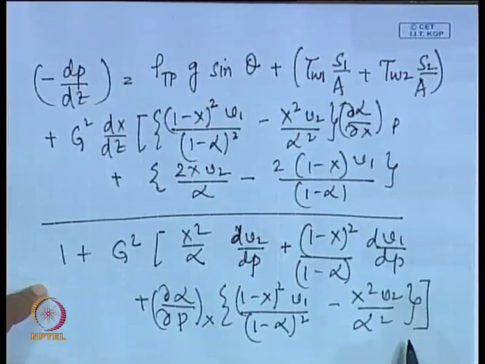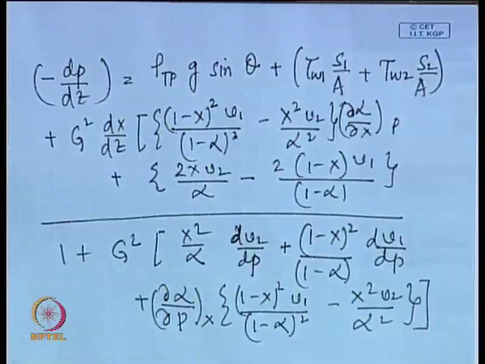We are supposed to arrive at some particular condition which will give us the condition of choked flow for two phase flow when the two phases are flowing under separated flow conditions. Is it clear to you?